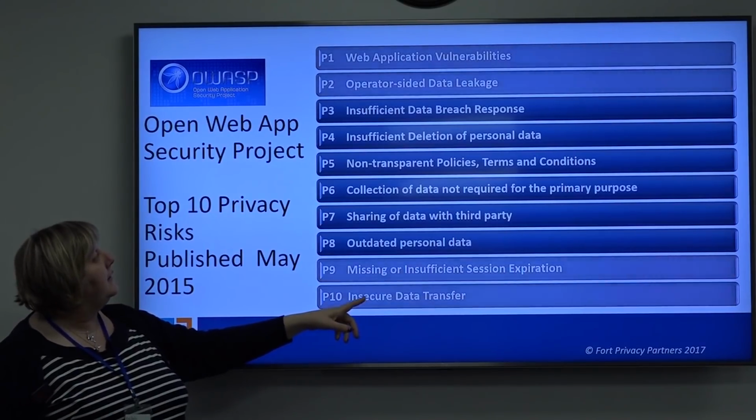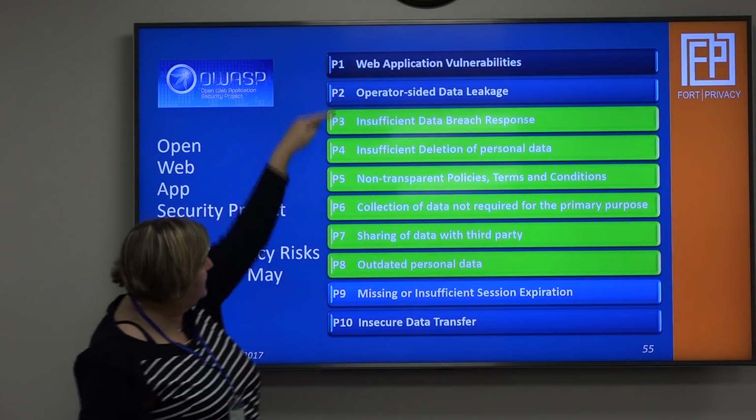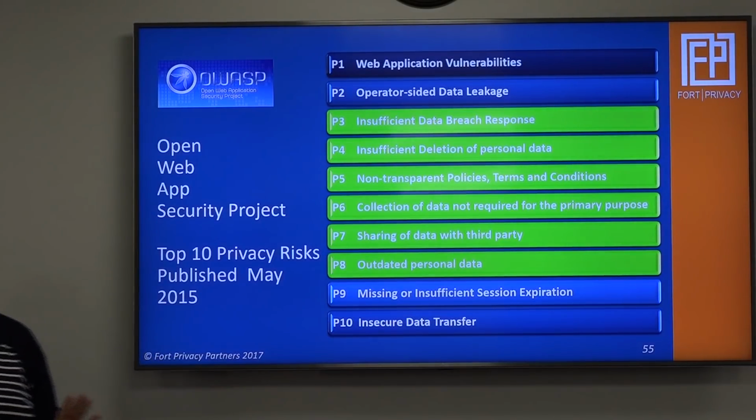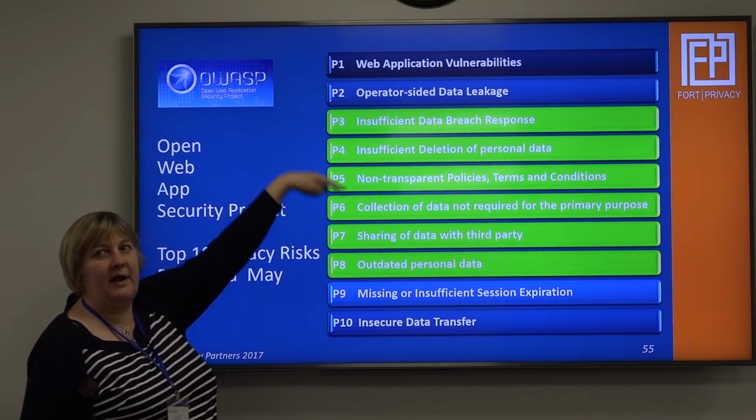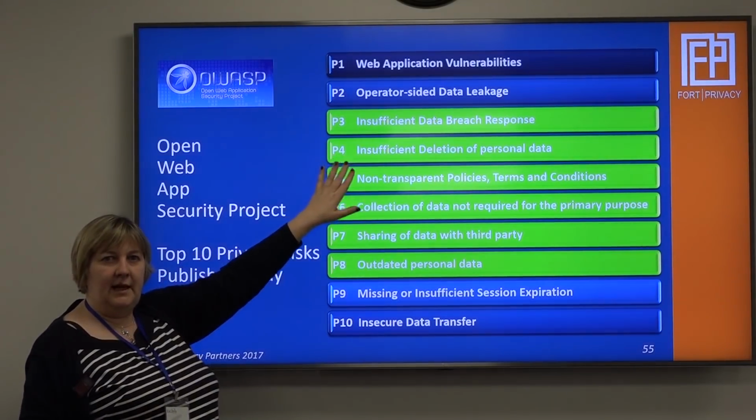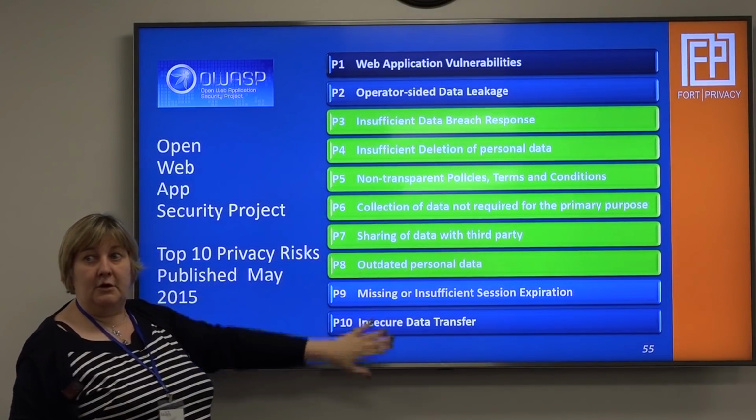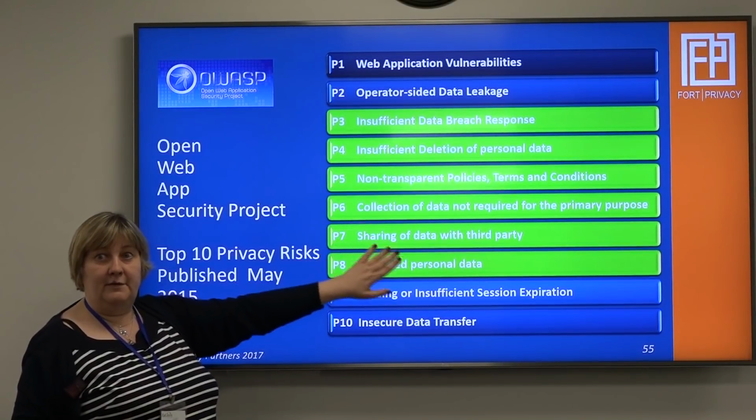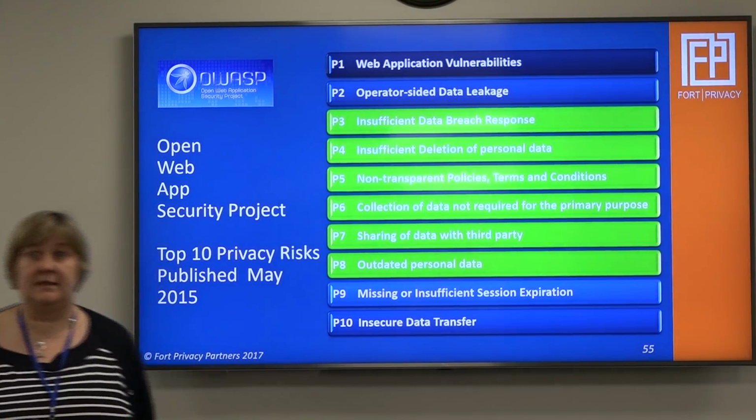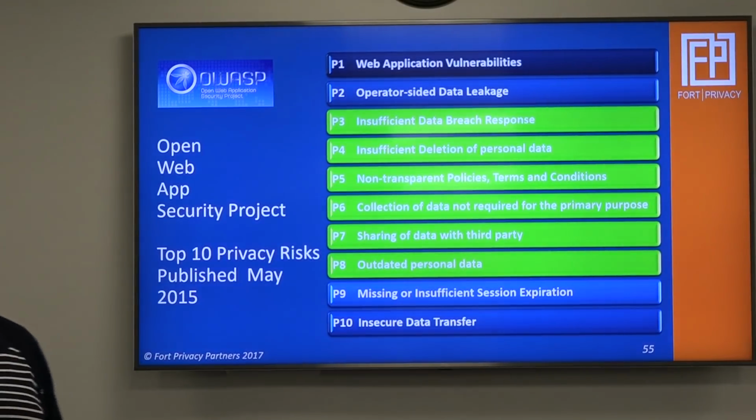The interesting thing here is that four of these, P1, P2, P9, and P10, are absolutely security. You put security in place, you've sorted them. P3, 4, 5, 6, 7, and 8 are privacy risks. So I think this highlights that you can put security measures in place, but they're not addressing all of the risks out there in terms of processing personal data. If you don't put privacy measures in place, you're missing out on a lot of the risks.